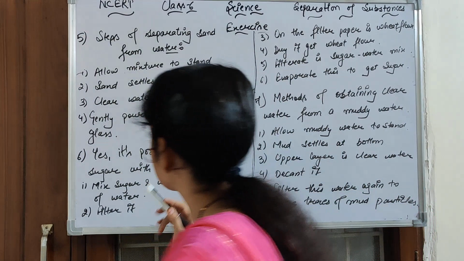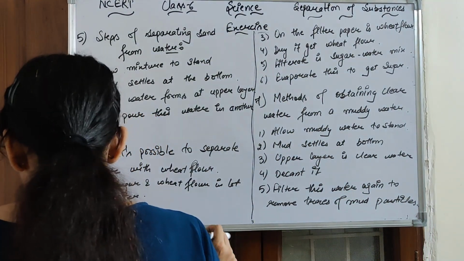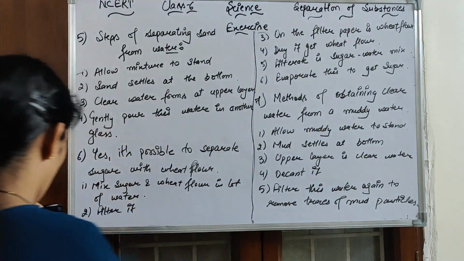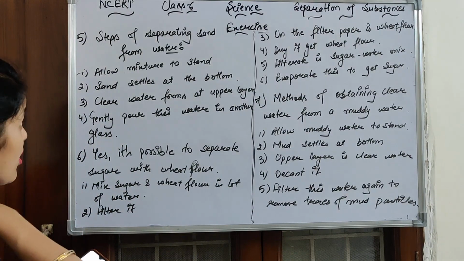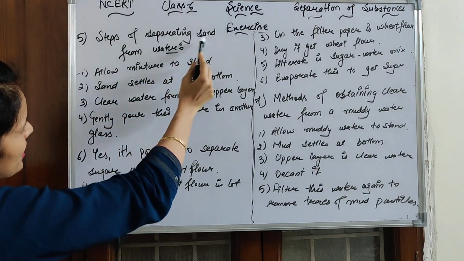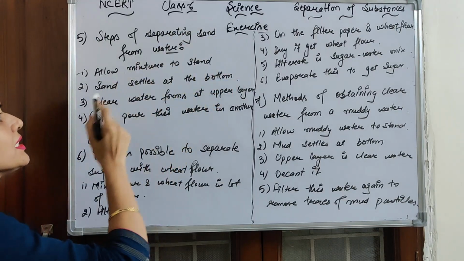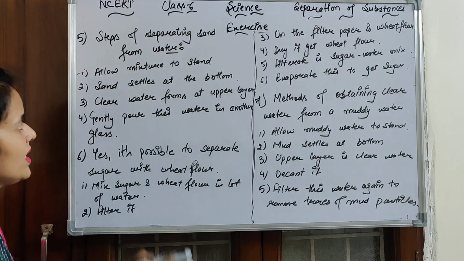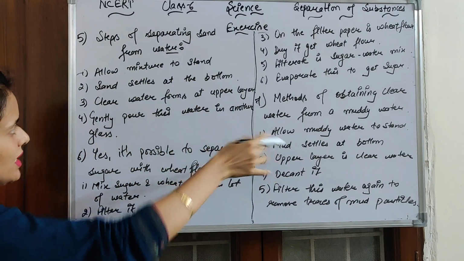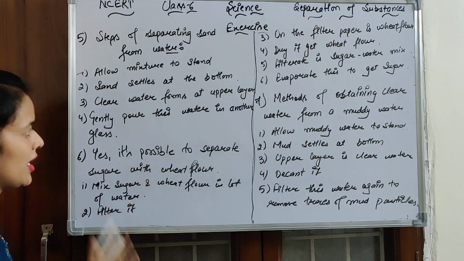How will you separate sand and water from their mixture? Steps of separating sand from water: allow the mixture to settle down at the bottom. Clear water forms at the upper layer. Gently pour this water into another glass.